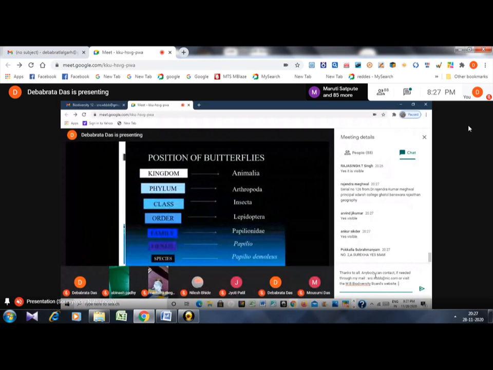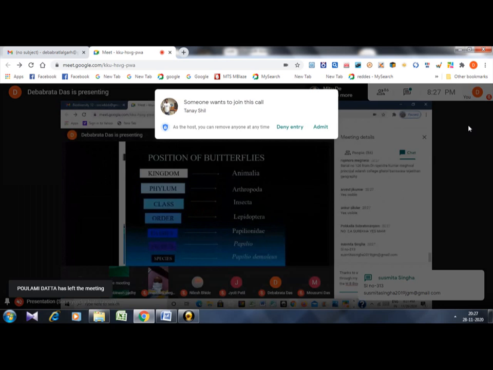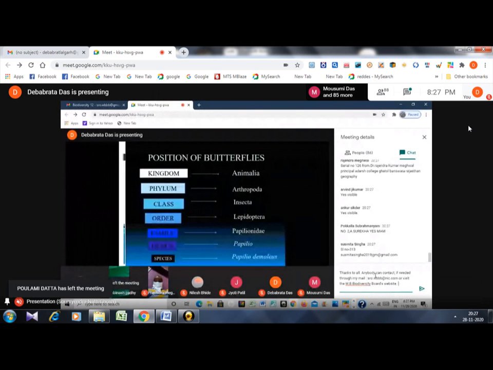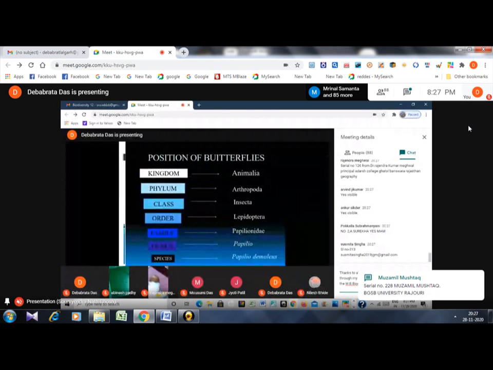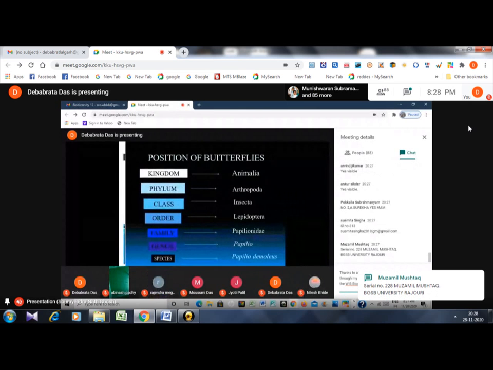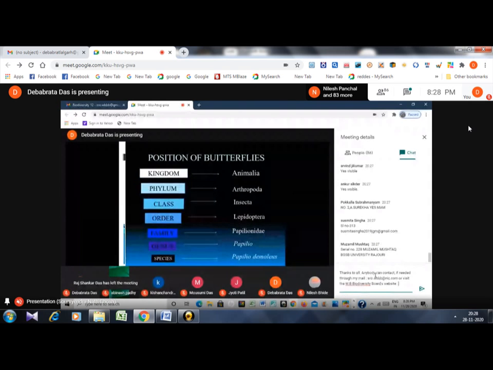I have taken an example of a butterfly, lime butterfly, Papilio demoleus. So I have taken Papilio demoleus as an example, and I'm showing you the position of butterfly in his 5 kingdom classification. So you can see in the kingdom, Animalia, and then in the phylum it is arthropods, and then class, Insecta, and we all know that insects are the largest group of animals on this earth. Then order, Lepidoptera, and hence they are also called Lepidopterans. Then family, Papilionidae. Then genus, Papilio, and species, Papilio demoleus.